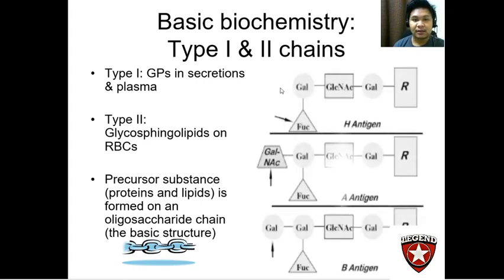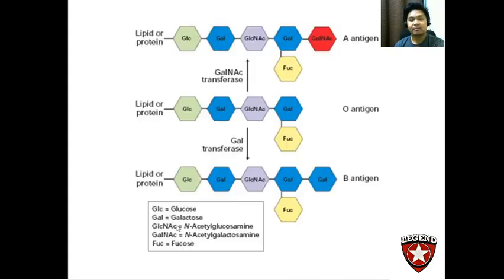Now, let us discuss your type 1 and type 2 chains. Your type 1 chains are important for the glycoproteins found in secretions and plasma. Type 2 chains, on the other hand, are the precursor of your glycosphingolipids on RBCs. The precursor substance is formed on an oligosaccharide chain, which is the basic structure.